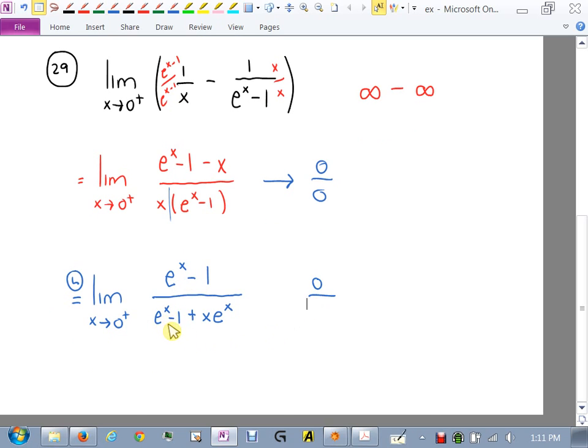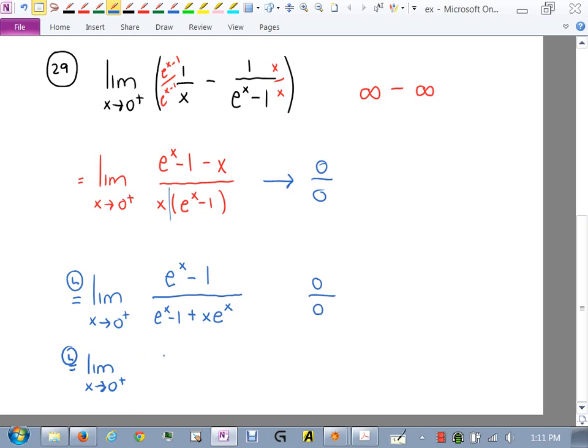E to the 0 is 1. 1 minus 1 is 0. 0 times e to the 0 is 1. So 0 times 1, that's going to still be 0. So we get 0 over 0 still. Uh-oh. Okay, L'Hopital again.